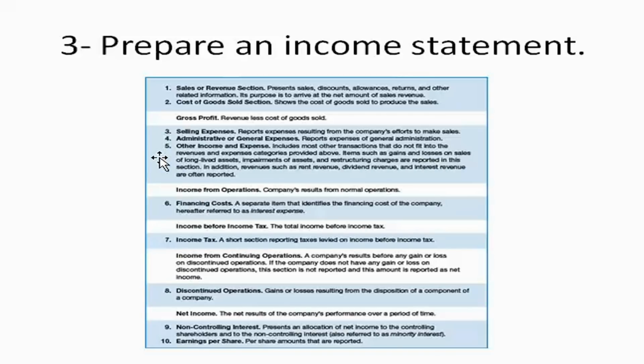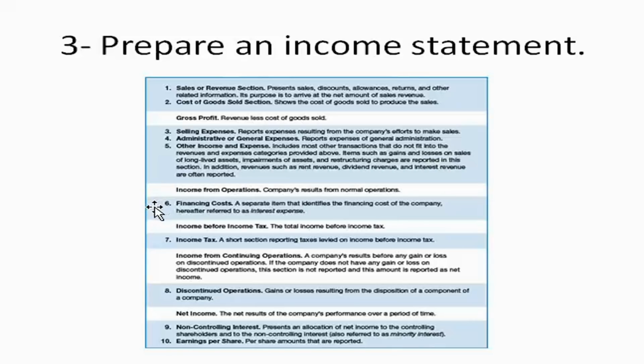Number 5, other income and expenses. Any other item or transaction that does not fit the information of the revenues and expenses categories provided above. يعني أي income أو expenses مش خاصة بالselling expenses أو administrative expenses أو خاصة بالrevenues بتاعة operation. gross profits minus all these parts هيخليني أو هيديني income from operations اللي هي income اللي results from normal operation بتاعنا.